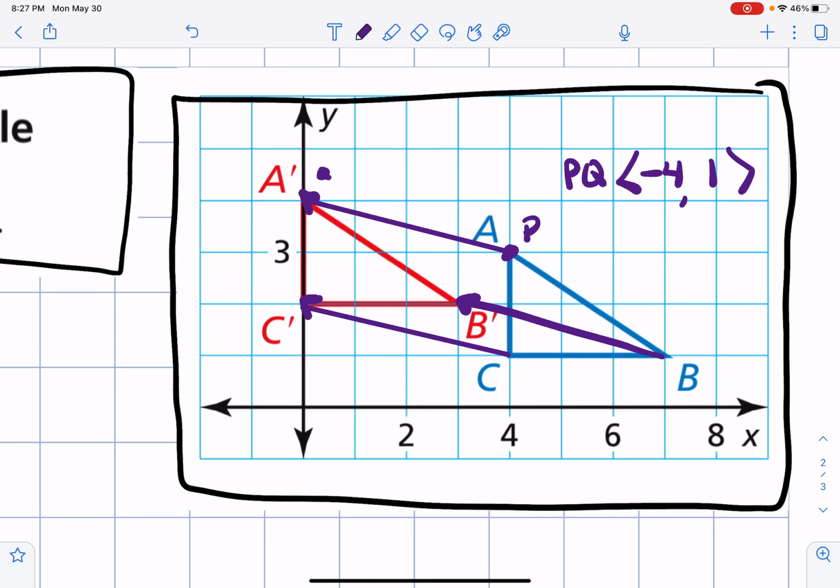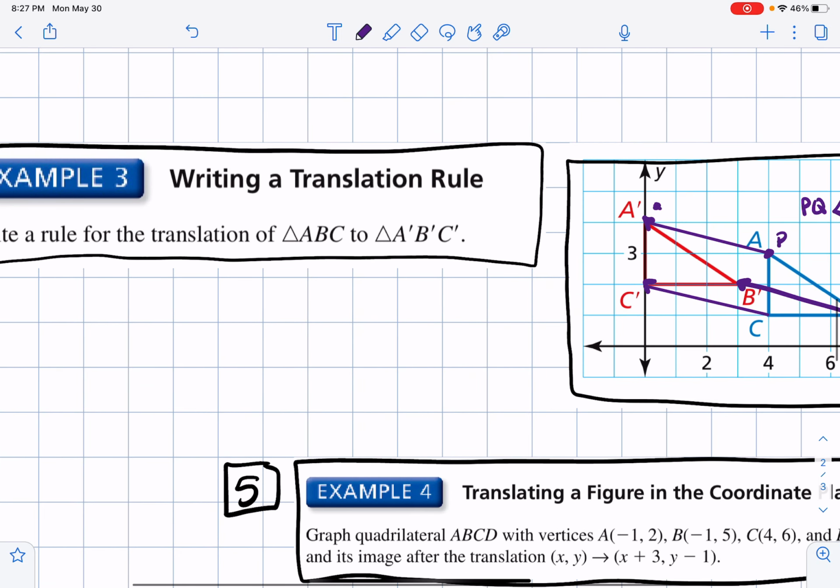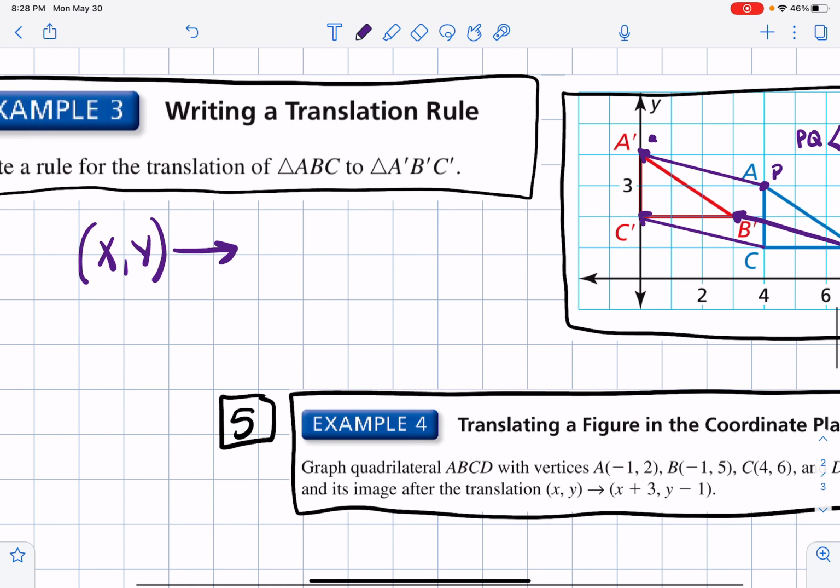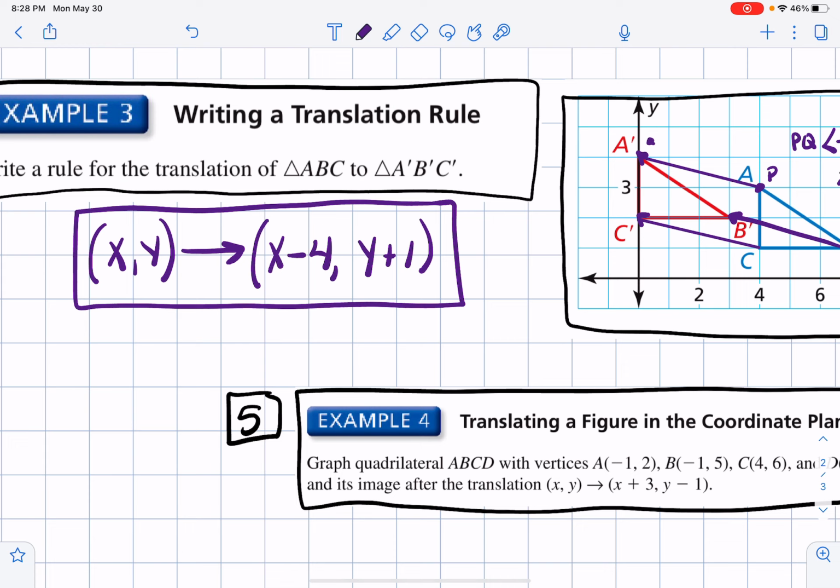So every single x that we start with, we would subtract 4, and every single y that we start with, we would add 1. So how do we write this in a general rule? The general rule needs to look something like this. If you start with an x and a y, give me any x and y, what do I translate it into? Well, I take every x that you give me and I subtract 4, and then I take every y that you give me and I add 1.